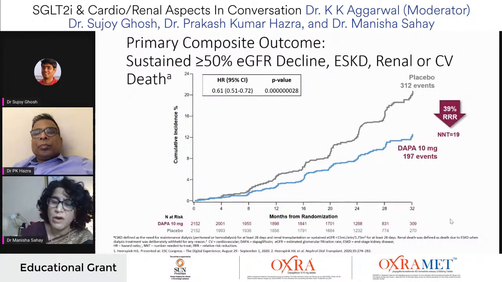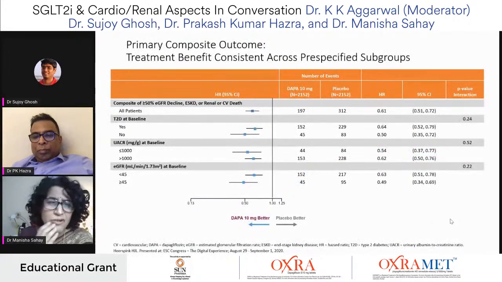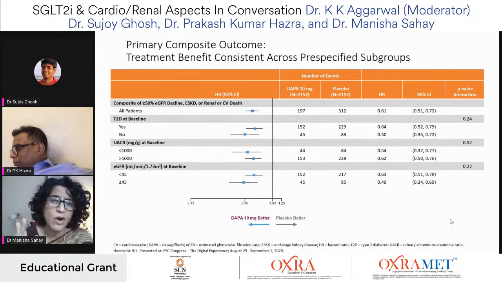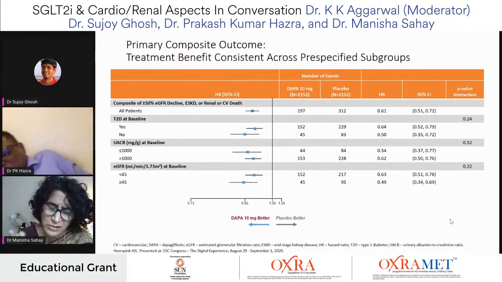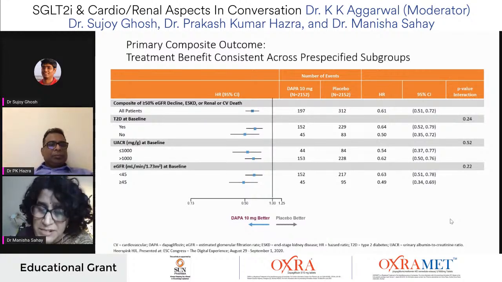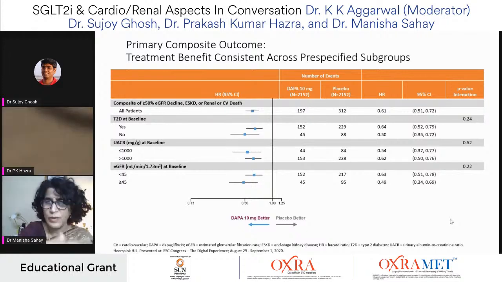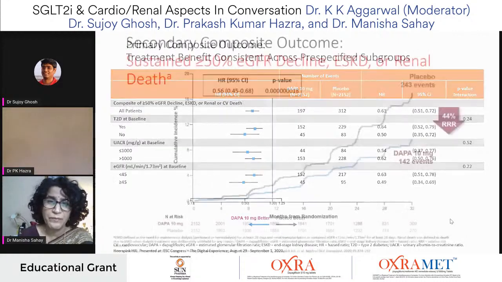And you can see all down arrows, the renal endpoints, all 39% relative risk reduction in the rate of decline, ESKD, renal or CV death. 39% is a huge reduction. And it was shown that this reduction was seen irrespective of the level of GFR, whether the patient was diabetic, non-diabetic, whether the patient had albumin less than 1000, more than 1000, or whether the GFR was less than 45, more than 45. So Dapagliflozin showed that you can use the drug at any level of GFR, any level of albuminuria beyond the 25 cutoff of GFR, and you have definite renal benefit.